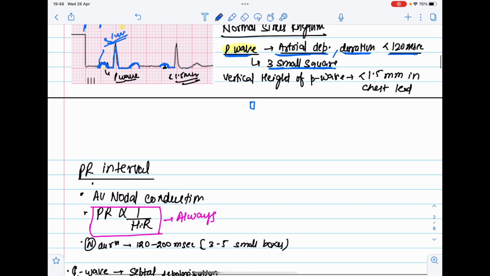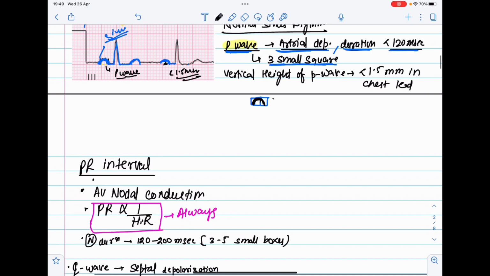So if it is the small square of this ECG, I will say that this P wave must be in this limit only, in these 3 small boxes. So normal duration of this P wave should be 3 small squares.